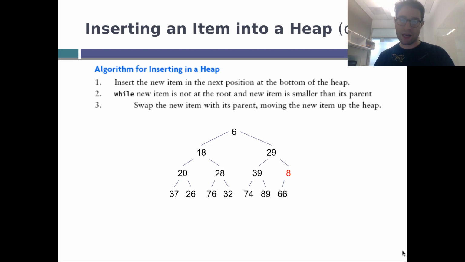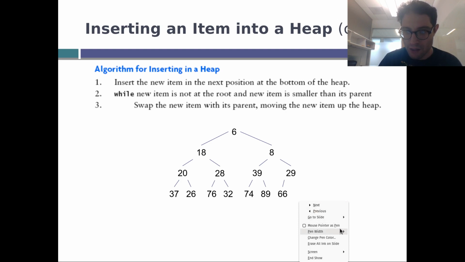So now we're still at 8. Is 8 smaller than its parent? Yes, it is, so swap with our parent. Is 8 smaller than its parent? 8 is not smaller than 6, so it stays put. Fairly straightforward, right? Now, if we were to insert, say, 15 into this, we'd insert 15 over here. That would swap with 29, and then it would stay where 29 is. So 29 would go down here, 15 would go up here.